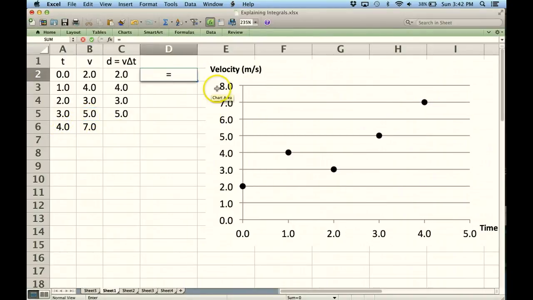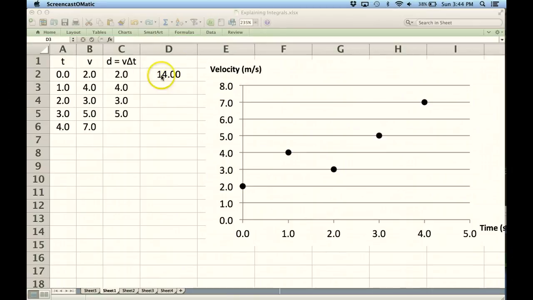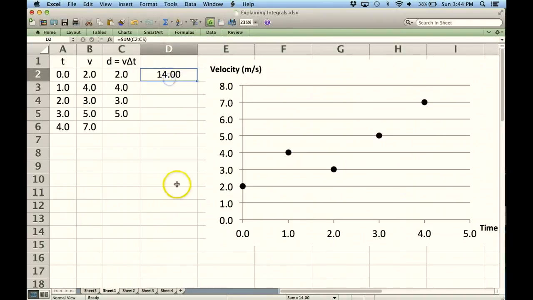Finally, we add these individual distances from each segment, add those all together, and the total distance we've traveled is 14 meters, which is what we already found. But remember, this 14 meters is not very close. The true value is 17.2. Why is this such a bad value? Because we're making our assumption that the speed is constant over such a big increment of time.